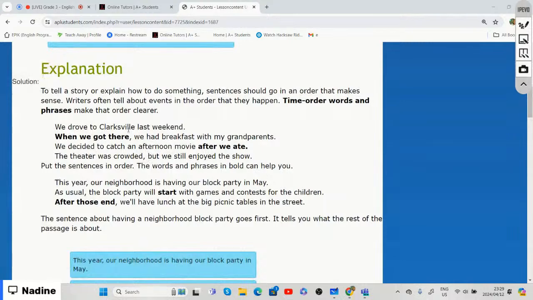All right. And also, when it comes to time order words, to tell a story or to explain how to do something, sentences should go in an order that makes sense. Because remember, if you tell a sequence of events, you cannot start at the end of a story and then come back to the first part. Your story needs to flow in the order of how the events happened.